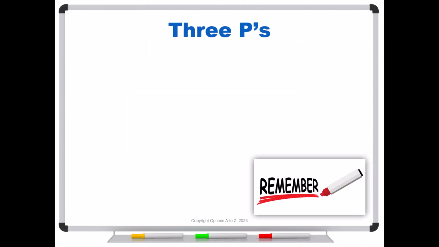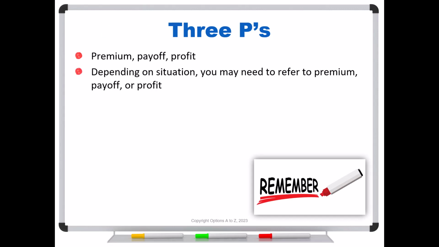So remember the 3 P's. They are premium, payoff, and profit. And so depending on the situation, you may need to refer to premium, payoff, or profit. And that's why you must understand what each means. So those are the 3 P terms that sometimes throw new traders. So I hope that helps to make sense of these 3 important concepts.